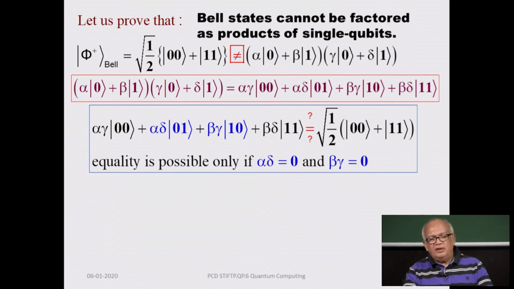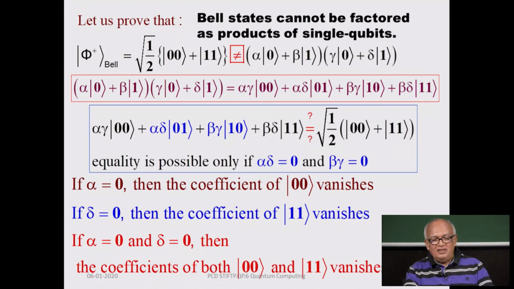Now, if the left hand side is equal to the right hand side, then alpha delta must be 0, which is the coefficient of 0 1, because it does not appear on the right hand side. These are all linearly independent vectors, right? And beta gamma should also be 0. For alpha delta to be 0, either alpha has to be 0 or delta has to be 0 or both have to be 0. And if beta gamma has to be 0, either beta has to be 0 or gamma has to be 0 or both have to be 0.